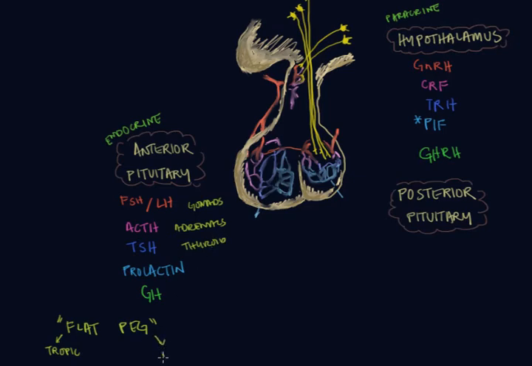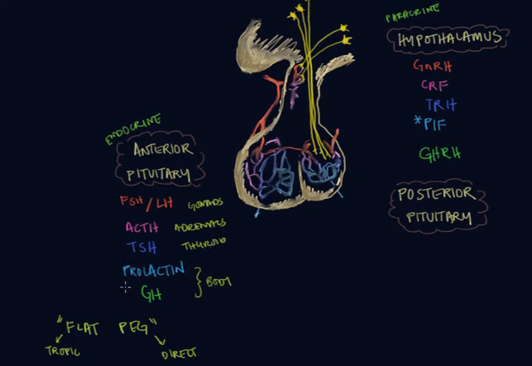PEG, on the other hand, those are direct hormones. So P is the prolactin and G is the growth hormone, and those are actually going down and directly affecting the different parts of the body. Growth hormone is affecting long bones and other aspects of growth, and prolactin is stimulating milk production.